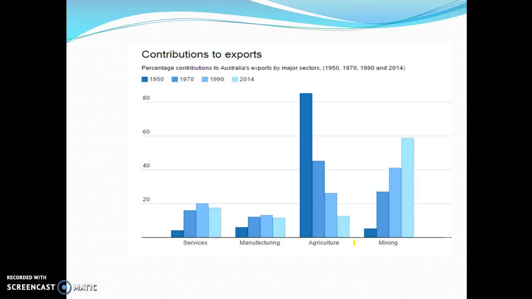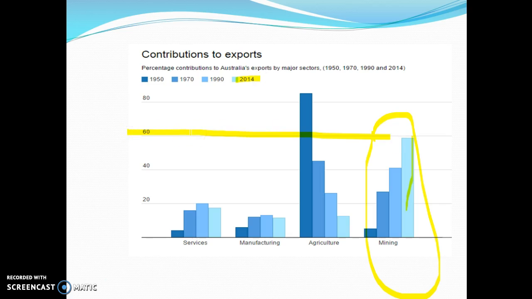At the moment, our terms of trade is highly weighted to the mining sector. So the mining sector's got a high weighting, in 2014, nearly 60% of our exports come from mining. So coal, iron ore have really high weightings in the terms of trade.